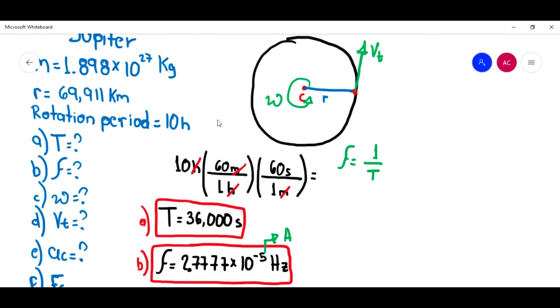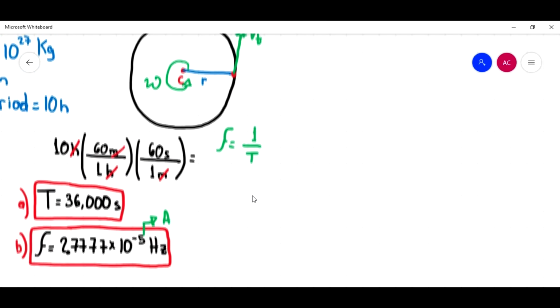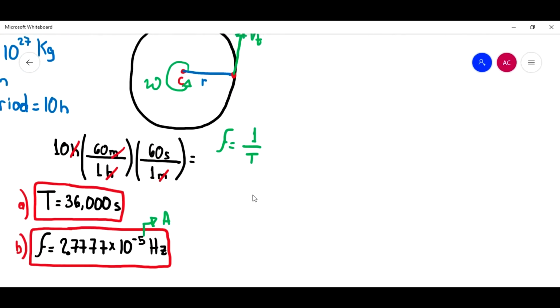Remember that the angular velocity, the circular velocity, is how many radians Jupiter travels per unit of time. So in this case, we're going to use radians per second. So I repeat, how many radians does Jupiter travel in just 1 second? If you remember, we have a lot of equations for the angular velocity. One of them was displacement over time.